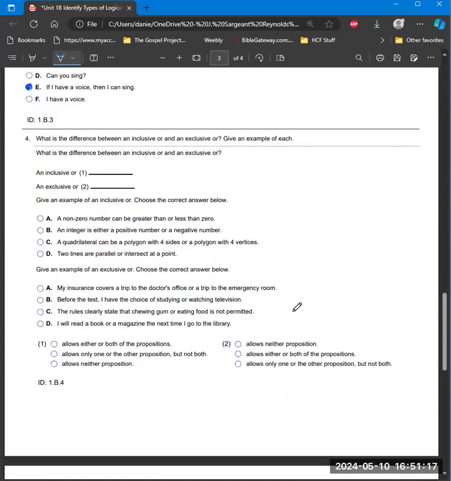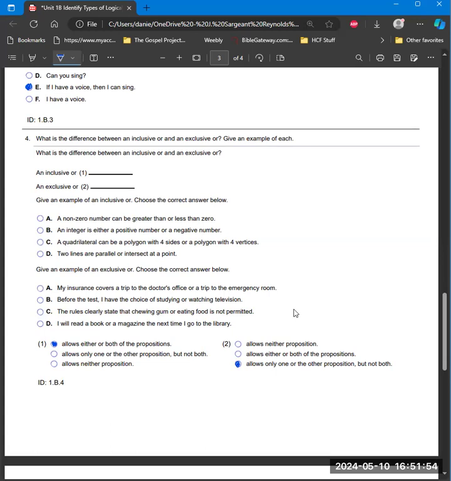Now let's look at number 4. What is the difference between an inclusive or and an exclusive or, and give an example of each. The difference is that an inclusive or allows either or both of the propositions to be true, whereas an exclusive or allows only one or the other proposition, but not both, to be true.